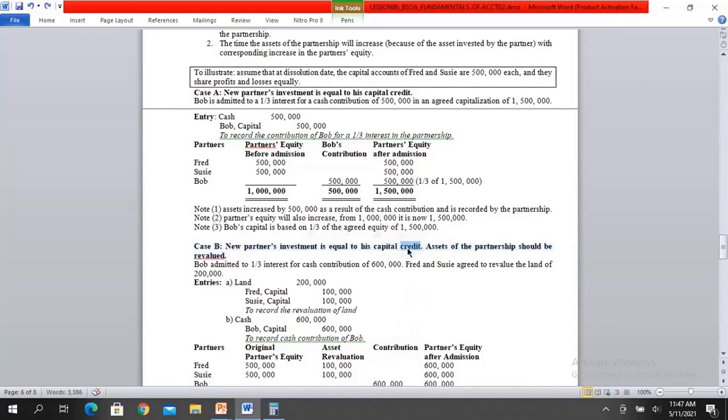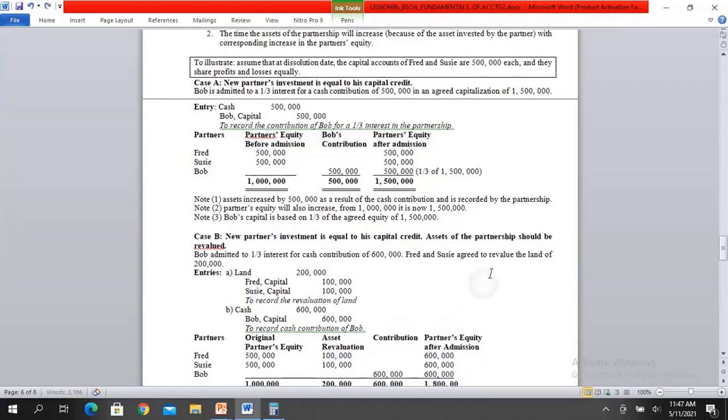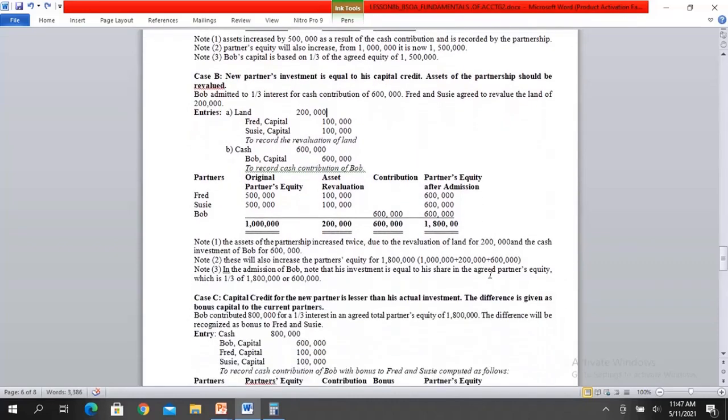Dito naman sa case letter B, the partner's investment is equal to his capital credit. So, asset of the partnership should be revalued. So, nag-invest si Bob equal to his capital credit. Tapos, nirevalue yung asset ng partnership. So, paano yung gagawin dyan?